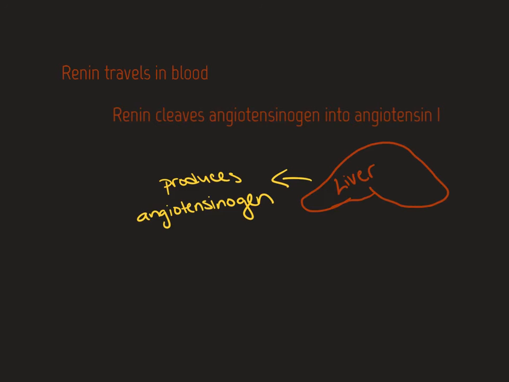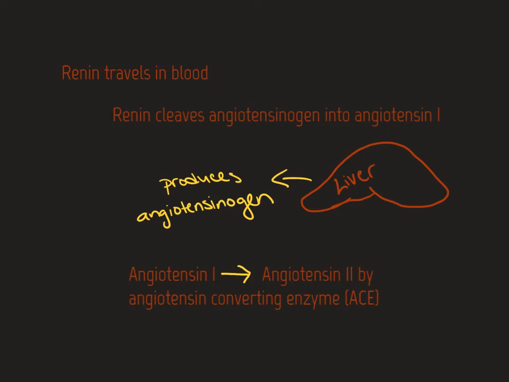Once renin is secreted by the kidneys, it will then travel in the blood where it will cleave angiotensinogen into angiotensin 1. Angiotensinogen is normally found in the blood as it is secreted by the liver. However, it is in an inactive form until it is cleaved by renin. Once angiotensin 1 is formed, it can then be cleaved by angiotensin converting enzyme, or ACE, into angiotensin 2. ACE is made by vascular endothelium. This process occurs largely in the lungs, however, can occur in other places such as the heart, brain, and vasculature.